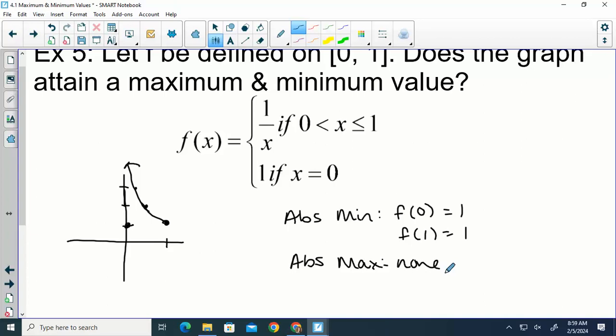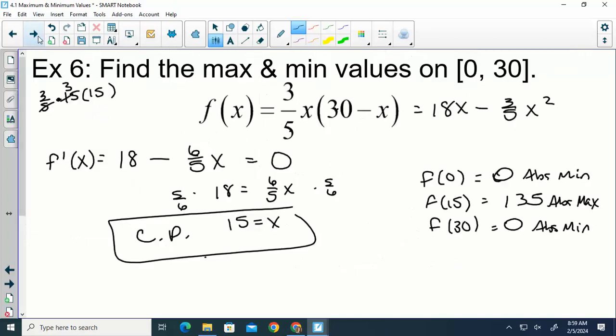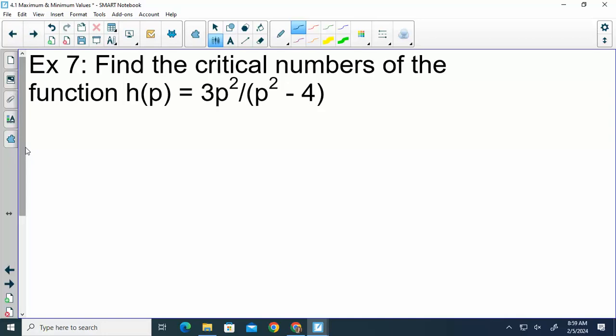Let's see, we did example 6 Friday. Let's look at example 7. How do we find critical numbers? Derivative is 0 or undefined. Okay, where the derivative is 0 or undefined. So this one, what rule would we have to use to do the derivative? Quotient rule.